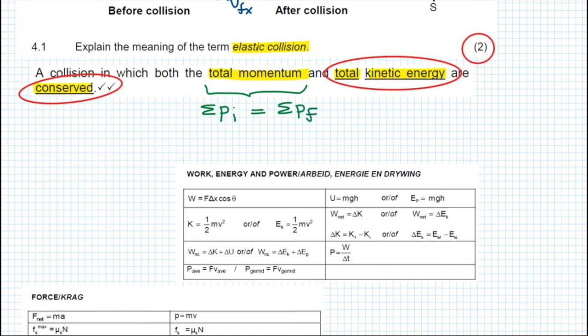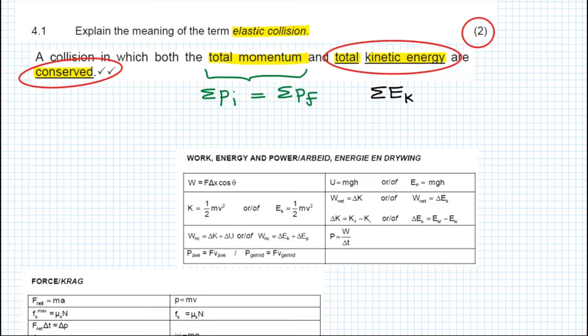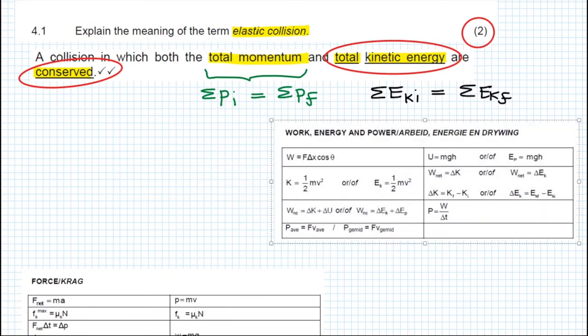If we are looking at the total kinetic energy being conserved, then you are saying that the sum of the kinetic energies of objects in the system before the collision is going to be equal to the sum of the kinetic energies of the objects in the system after the collision. Now you can see I've inserted screenshots from the formula sheet.